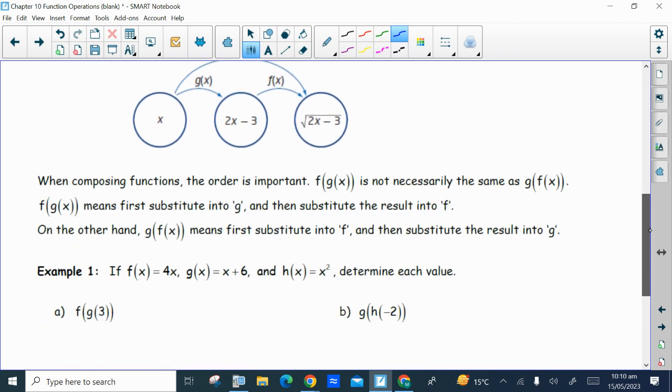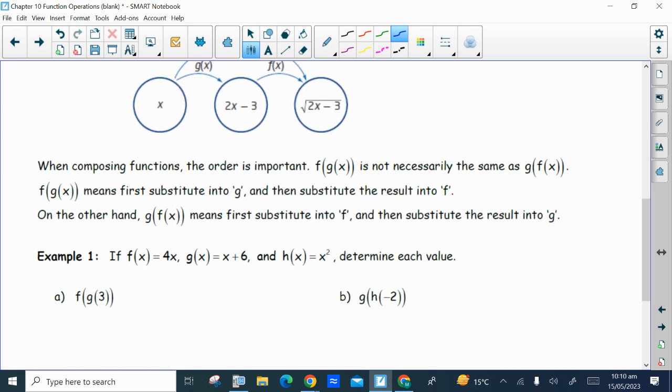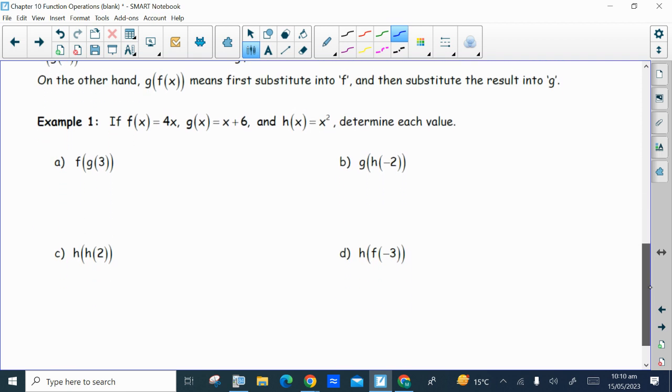So when you do these, you work from the inside out. Order is important. F at g at x is normally not the same as g at f at x. F at g at x means substituting g into f. On the other hand, g at f at x means you're substituting f into g. So order matters. You always work from the inside out.